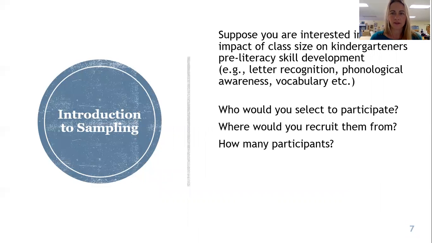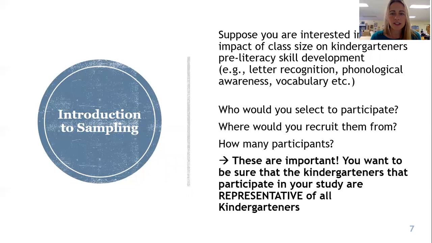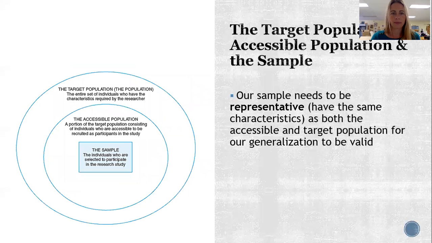So let's give an example for all of this. Imagine you're interested in studying the impact of class size on kindergarteners' pre-literacy skill development. So how well they can recognize letters and hear the sounds of words. Who would you select to participate? Where would you recruit those people from? And how many participants would you need? Well, these are important questions to ask because you want to make sure that the kindergarteners who actually do your study are representative of all kindergarteners in general.